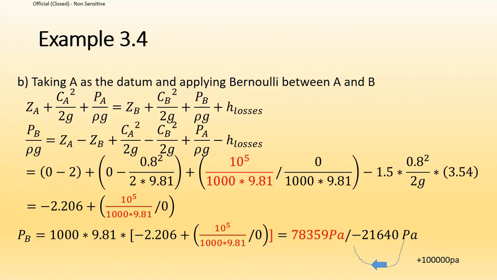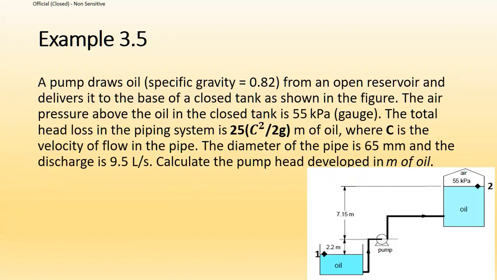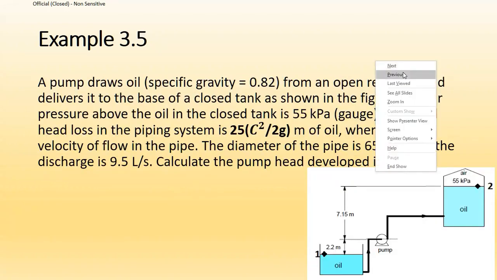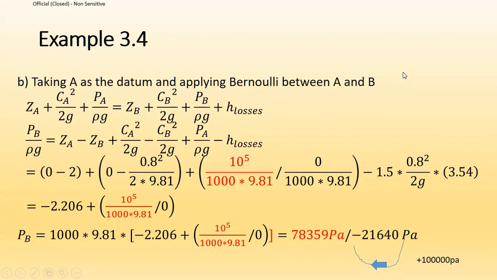Next, what the question wants here is to calculate the pressure at B. If we want to calculate the pressure at B, we must take the Bernoulli between A and B. We cannot take A and D because we want B. But we will still retain A because A gives us a convenient value of CA being 0 and PA being 0. So we apply the equation.